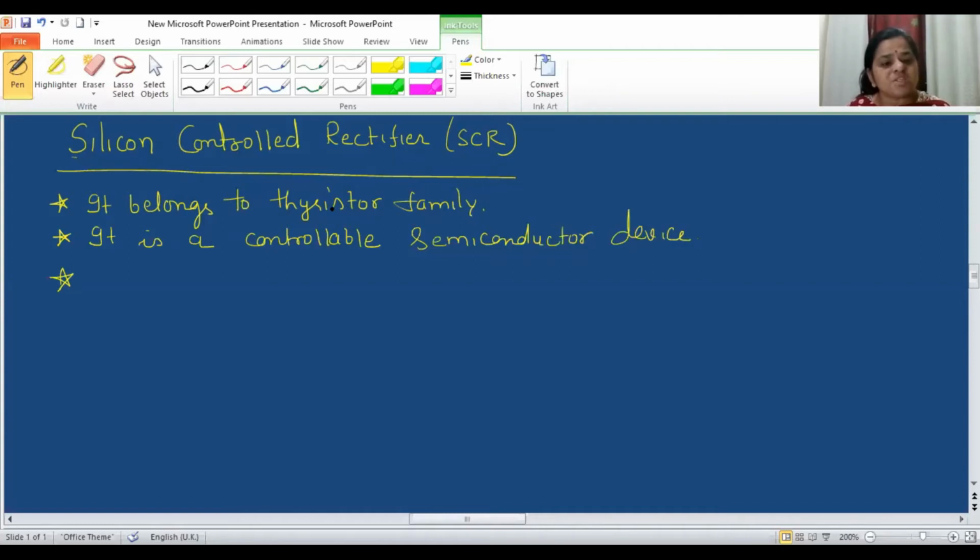For your information, the word thyristor came from two words: one is the thyratron tube and the other is the transistor. Since the silicon control rectifier is similar in characteristics to the thyratron tube, and in construction it is similar to the transistor, that's why it is a member of the thyristor.